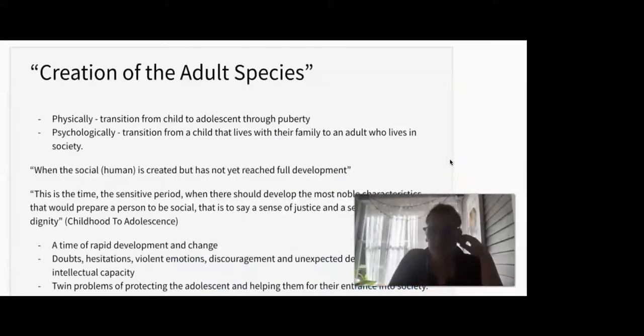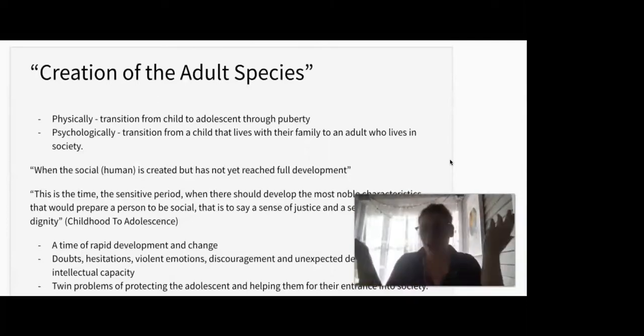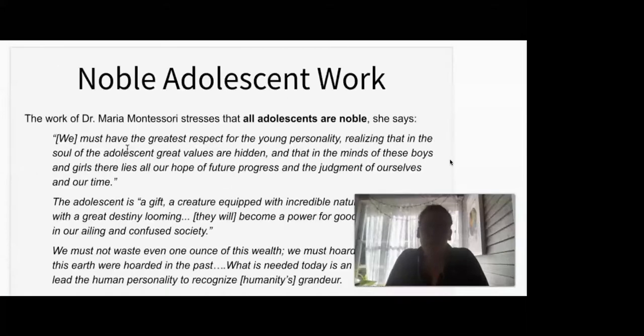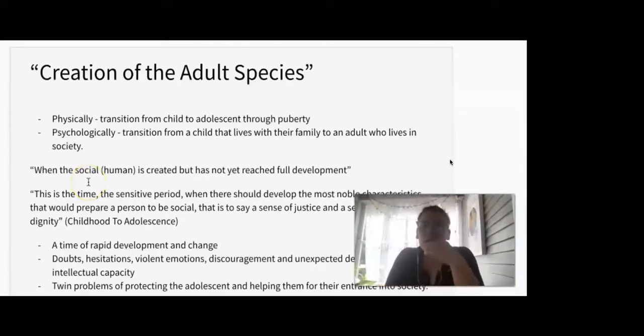So what she says is that adolescence is the time of the creating of the adult species. Physically, you're seeing your student, or you're seeing yourself, change significantly. Maybe they're getting super tall, going through puberty, eating a ton. Oh my God, we can't keep the fridge stocked, kind of a thing. And psychologically, it's a transition from that child that lives with their family to the adult who lives in society.